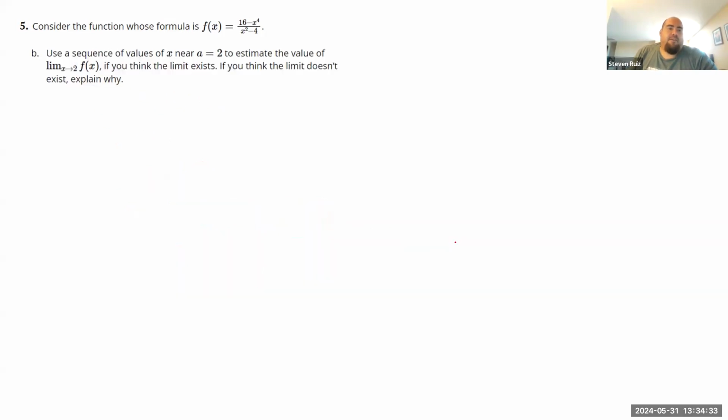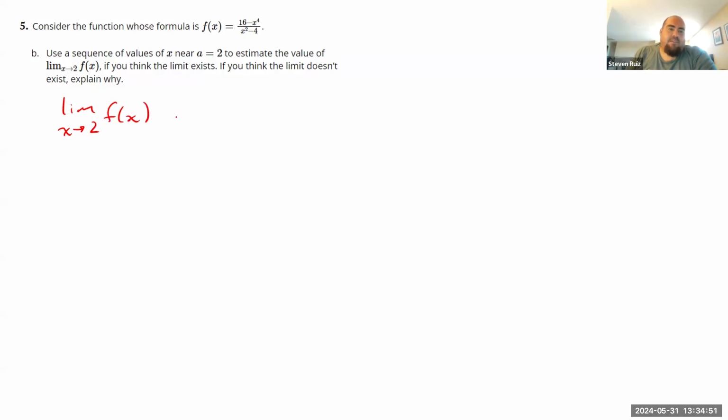All right, moving on to part B. I want to use a sequence of values of x near a equals 2. So what we're really trying to do here is build up to what this limit is. As x approaches 2, or as x gets very, very close to 2, what does the function do?